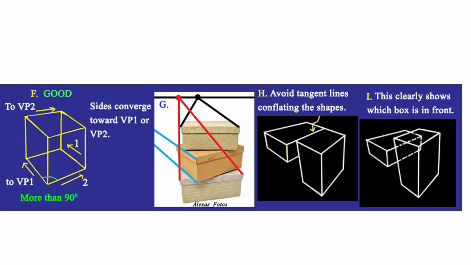Here's a good box because you can see that these sides converge toward one vanishing point and these go to another vanishing point. The angle down here is more than 90 degrees. And if you have a bunch of boxes piled up together, they go to vanishing points on eye level, but different vanishing points because they're turned in different directions.